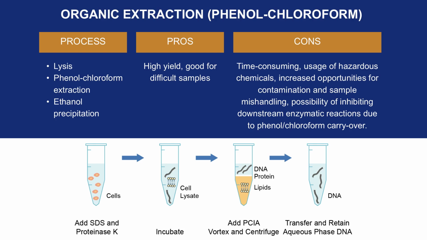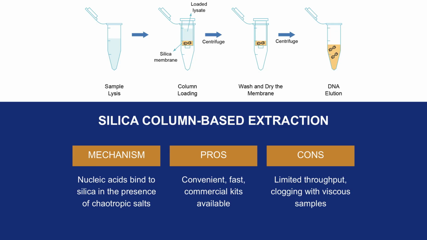One such alternative is silica column-based extraction. In this approach, DNA or RNA binds to a silica membrane in the presence of chaotropic salts. This is widely used in commercial kits due to its speed and simplicity. While it's effective for many applications, it can struggle with viscous samples and is less scalable for high-throughput needs. That brings us to a more modern and versatile method: magnetic bead-based extraction.